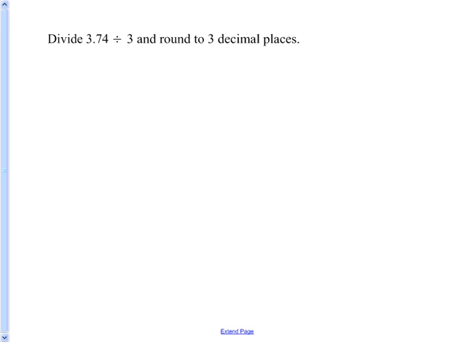Let's take a look at this. If I wanted to divide these two, and then I want to round to 3 decimal places. So we're putting 3 into 3.74. So 3 goes into 3 once. I'm leaving 0. I bring down my 7. Now my decimal point was right there, so that's where my decimal point goes in my answer.